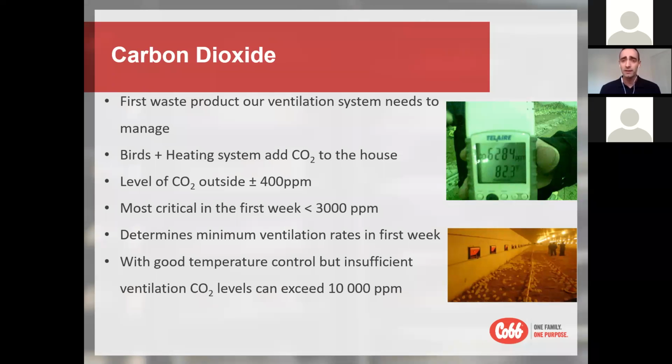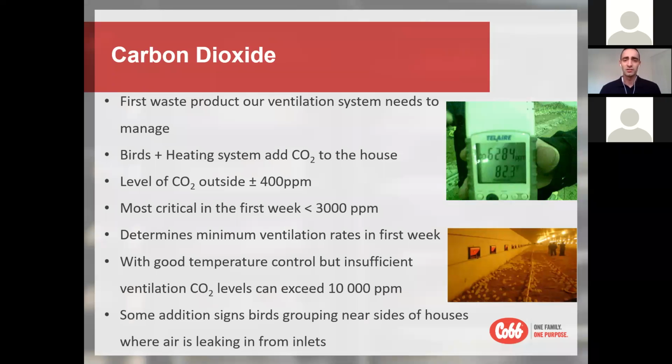Here we can see a picture on the side where we've got carbon dioxide levels of 6,284. What you're going to see is a lot of lethargic birds at the sides of your houses, because there's some air leaking in through the inlets, and they're going to sacrifice eating and drinking to be able to get that fresh air and get that oxygen. Some additional signs, as I mentioned, are grouping near that side because of those leaking inlets.